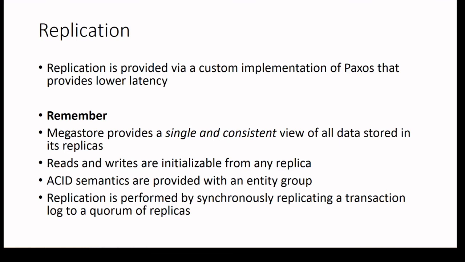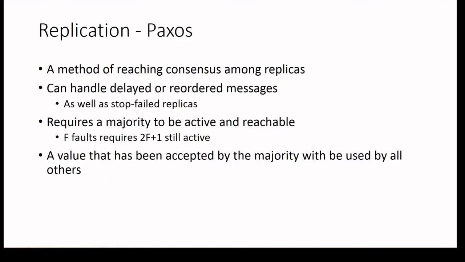Now, remember quorums from when we talked about Paxos in class. So a replication is performed by sending a log to other replicas, which then use that log to bring themselves up to date. Now, a brief overview of what Paxos is. Paxos is simply a method of reaching consensus amongst replicas. That is, fundamentally it doesn't do anything else but reach a consensus. One of the reasons you use it is because it can handle delayed or reordered messages very well.